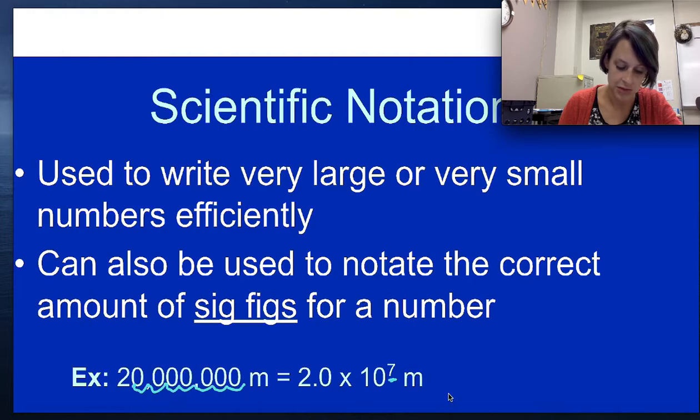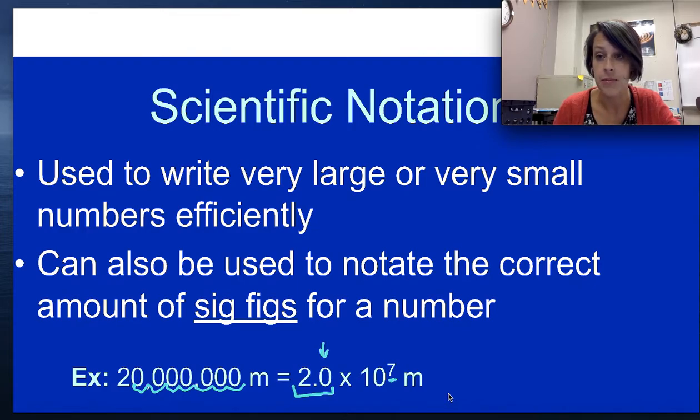This also gives me the ability to get two sig figs, which is kind of hard when you have a number like 20 million and you're thinking, I can only have two sig figs. How do I do that? This is how you do it. The 0 here is significant because there's a decimal in the number and it comes after the 2. And this still means 20 million.